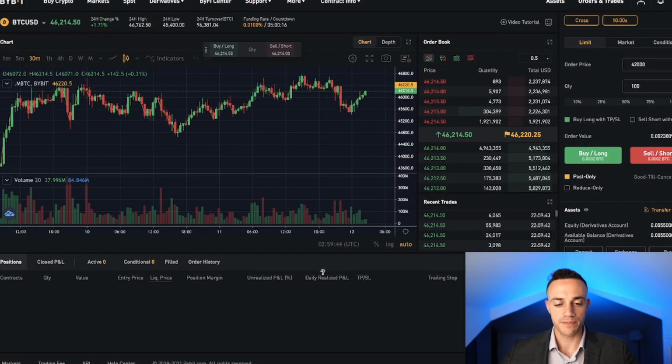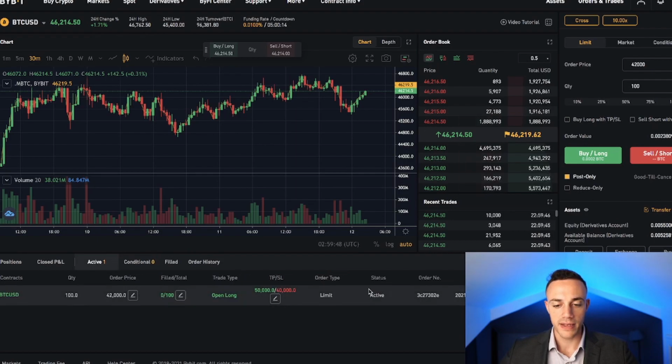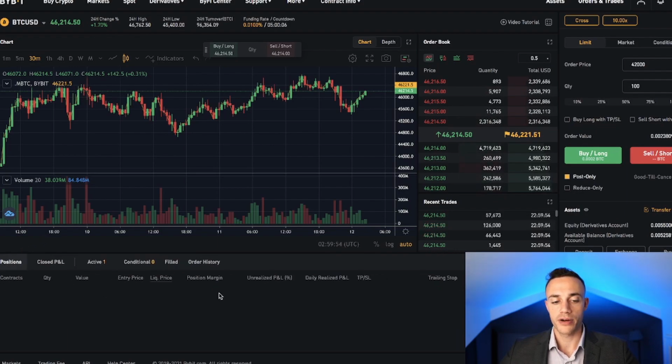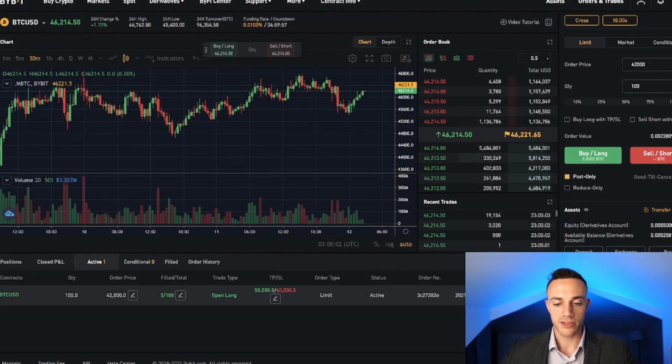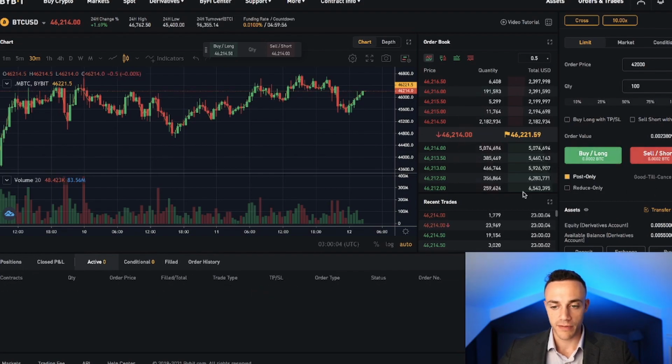You'll hit confirm. So now over here in the active tab, this is our order. Now once this does get filled, once price drops down to $42,000, it will be up here in positions. So that is basically how you go long with leverage on Bybit. You can cancel the order by hitting cancel. If you wanted to go short, it is the same thing.